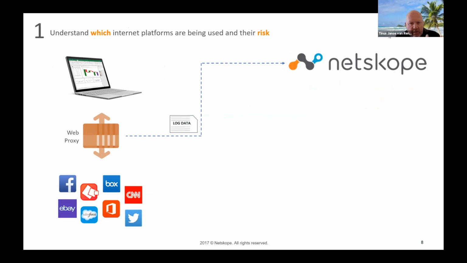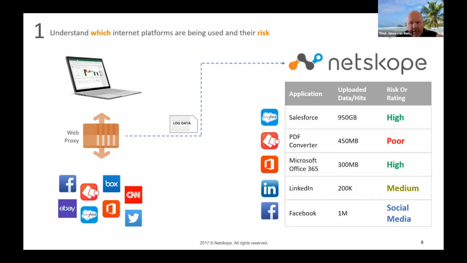We log the data to Netskope, and in that we can look at the application, Salesforce. The uploads of data is 950 gigs of data. The risk rating is high or poor or medium. LinkedIn, what data moved to Microsoft Office 365, what data moved to Facebook, social media platforms. And that from a start perspective gives us a lot of visibility into these types of applications, the usage.